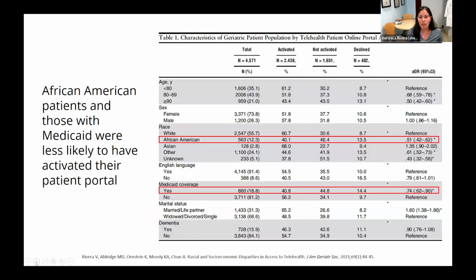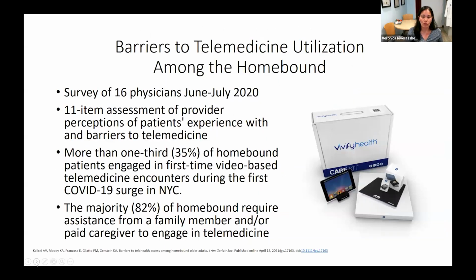And then another study back in 2021 showing that African American patients and those with Medicaid were less likely to have an activated patient portal. So again, showing some health inequities, with some of our patient population having less access to telehealth, and this is demonstrated by less activation in their online portal.